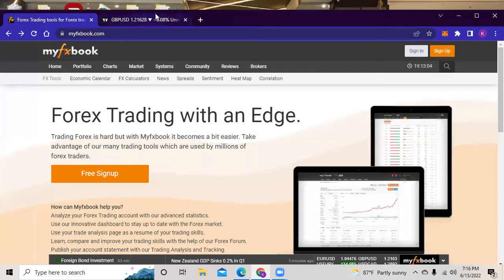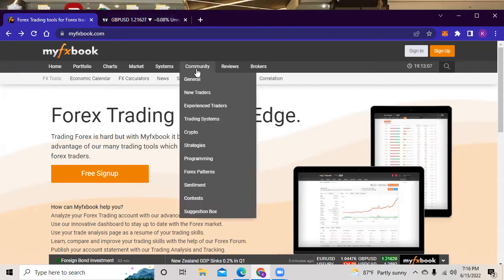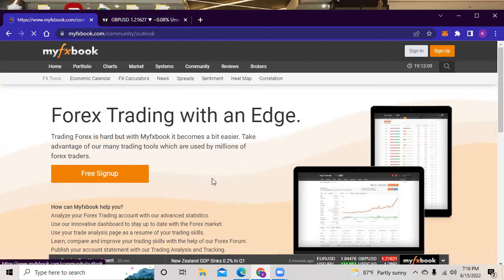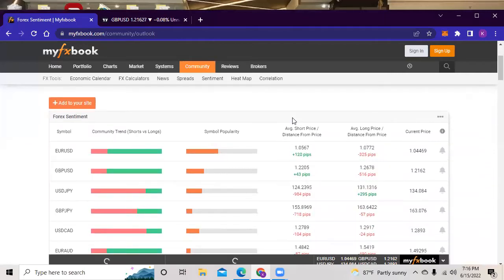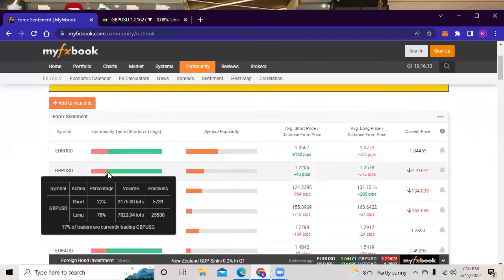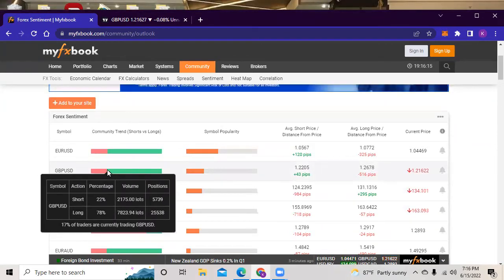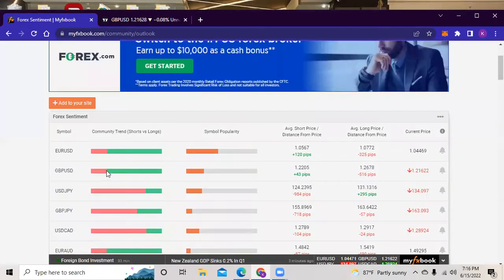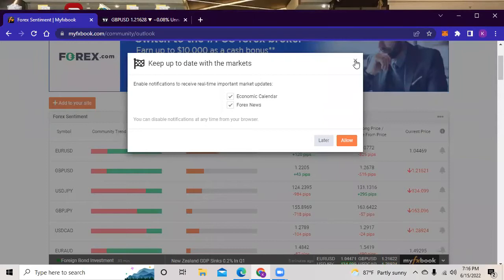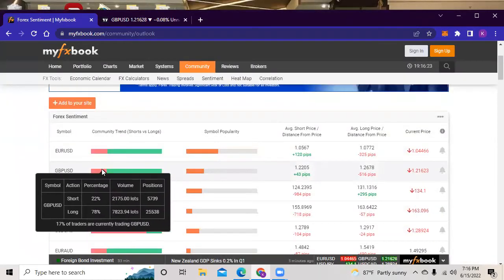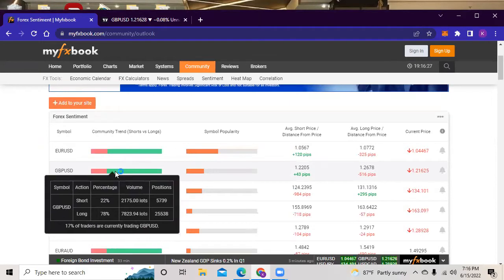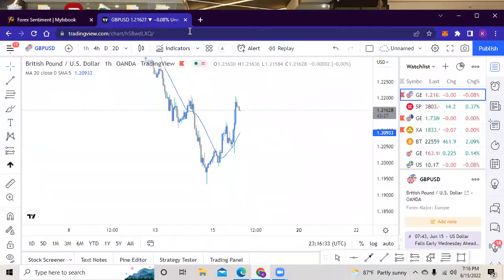And this is how you get to it. You go to my FX book, you go to community tab, and then you go to sentiment. So currently we're looking at GBP USD. And as you can see, majority of the traders are long, which are retail traders. They're usually trading in the wrong direction. Majority are long, and we have all these short positions, right?